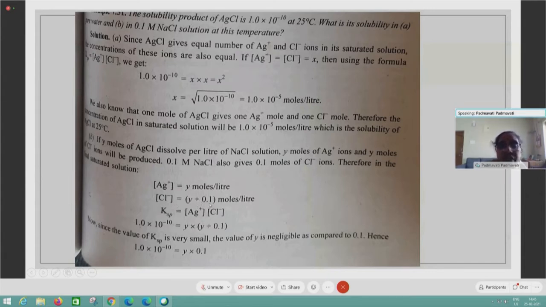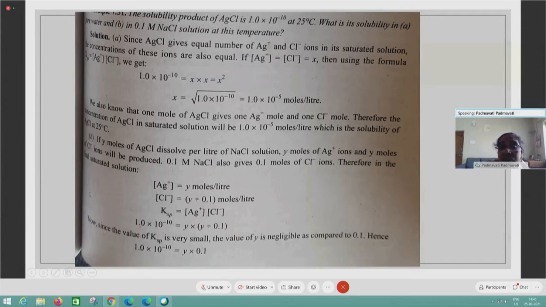So here in this problem, the increase is 0.1. So when it increases by 0.1, your solubility product now is y into y plus 0.1, which is equal to 1 into 10 to the power minus 10. Now if you rearrange this, you will get y as 1.0 into 10 to the power minus 10 divided by 0.1, which comes to 10 to the power minus 9. Okay, so 10 to the power minus 9 is your y value.